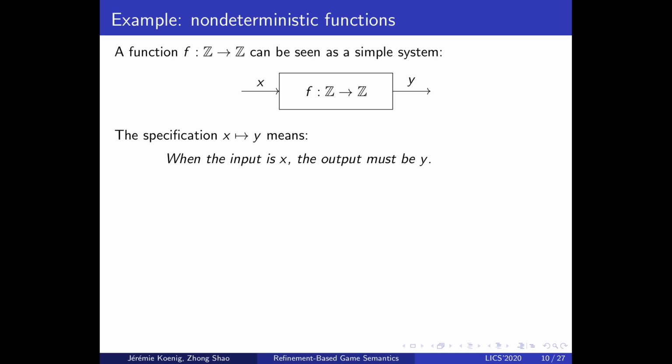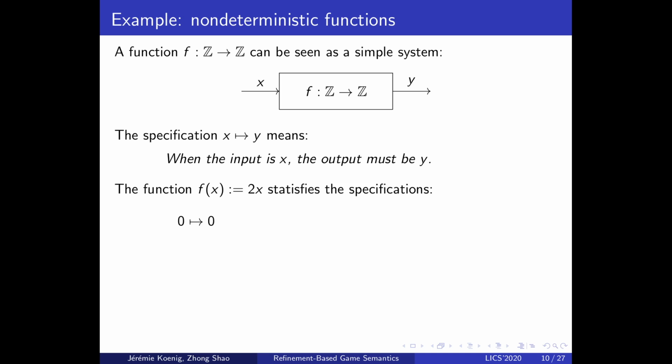So let's look at an example to see how this works. A function can be seen as a very simple system, which performs one input followed by one output. As a specification, we can ask that a given input x should be mapped to a given output y. For instance, a function f which doubles its argument satisfies the specification that I've shown here.